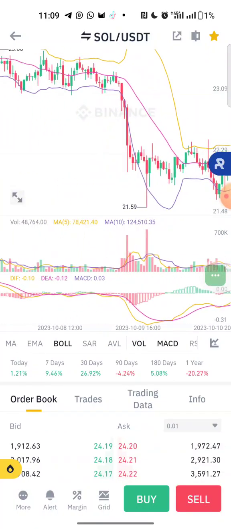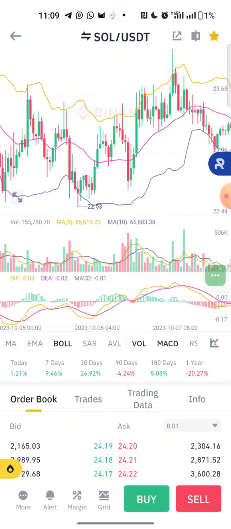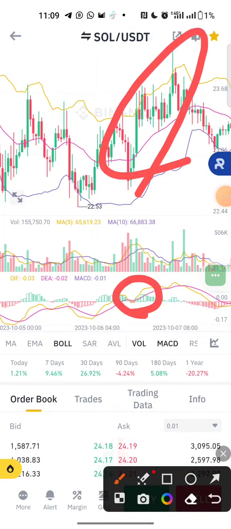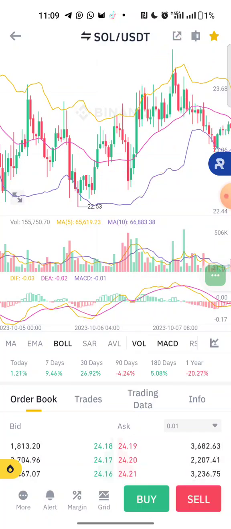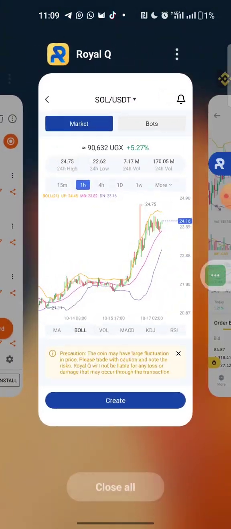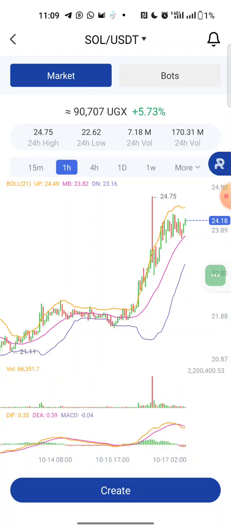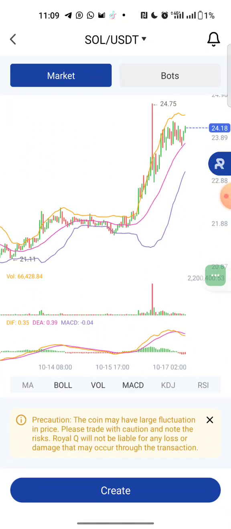When does the market go so much up? The market goes so much up when the crossover of buy happens in the green area. Expect the market to really perform a little bit better than when it happens below here like this. All right, so that is the MACD for you in Binance. When you come and use it, it will be the same performance in Royalq. So we can have the volume and the MACD at the same time.